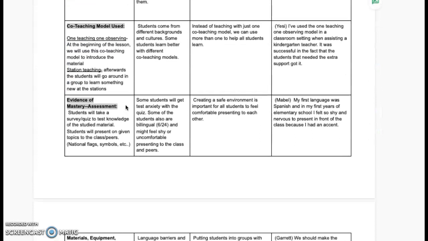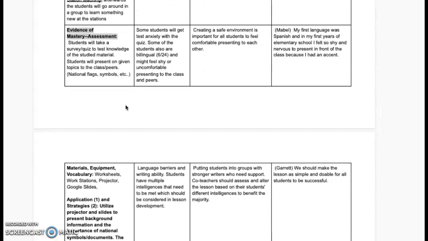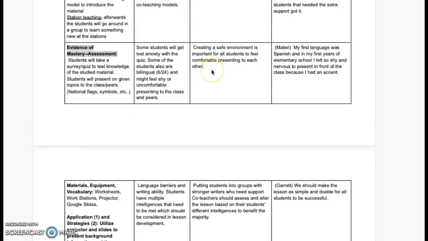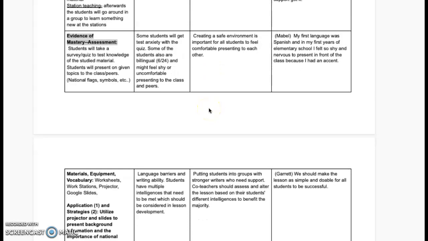For the barriers, we came up with some students will get test anxiety with the quiz. Some of the students are also bilingual, 6 out of 24, and might feel shy or uncomfortable presenting to the class. So for the solution, creating a safe environment is important for all students to feel comfortable when presenting to each other.